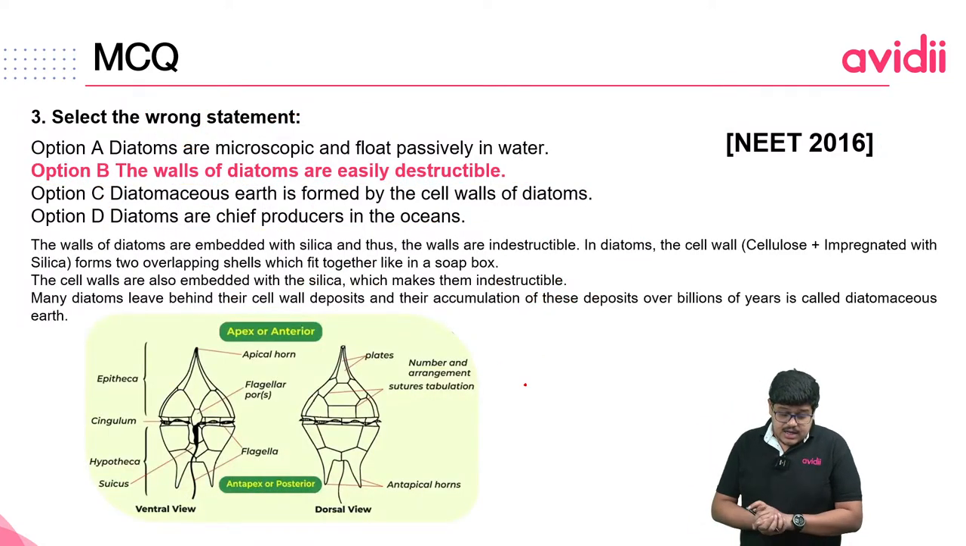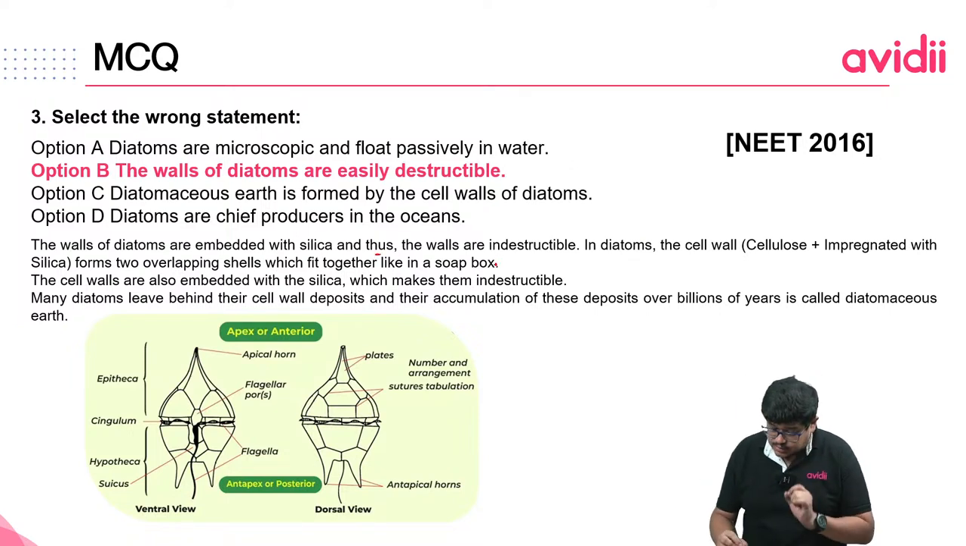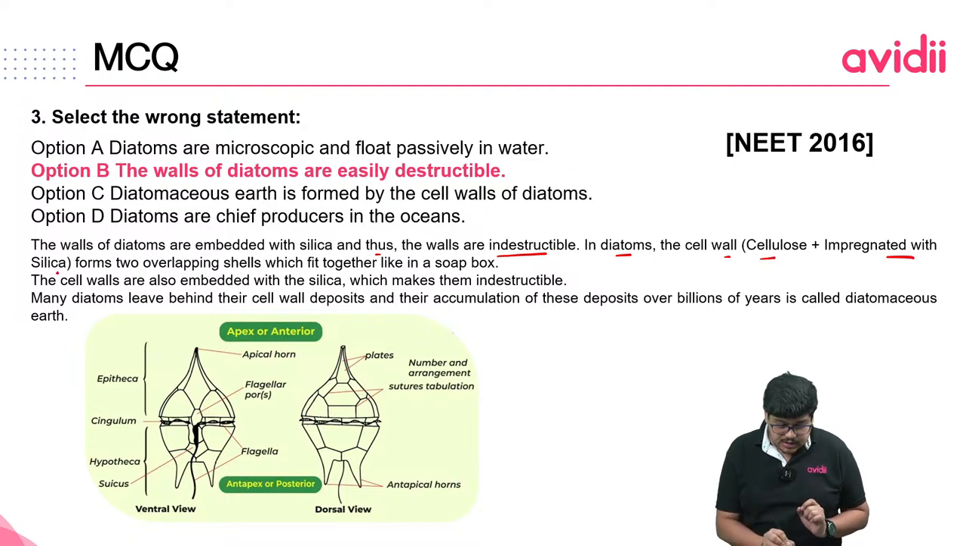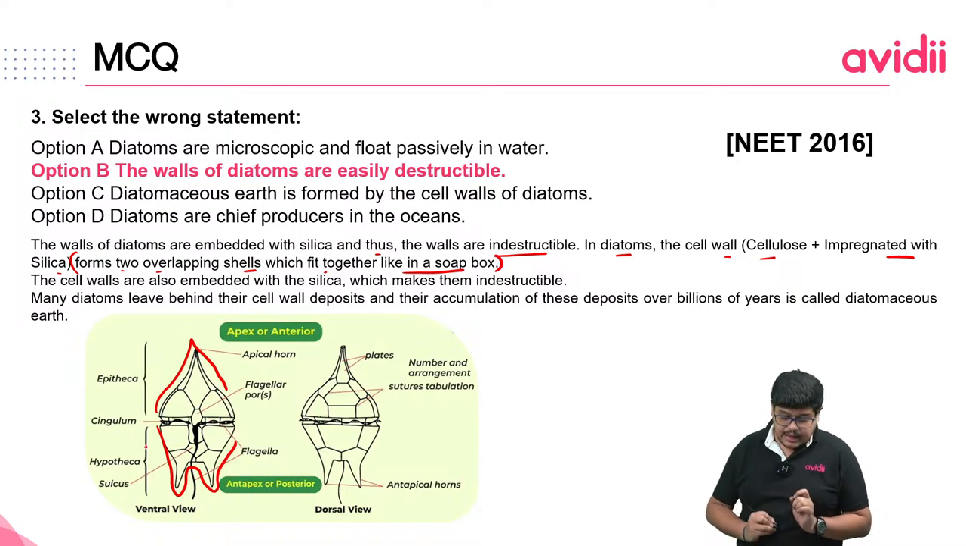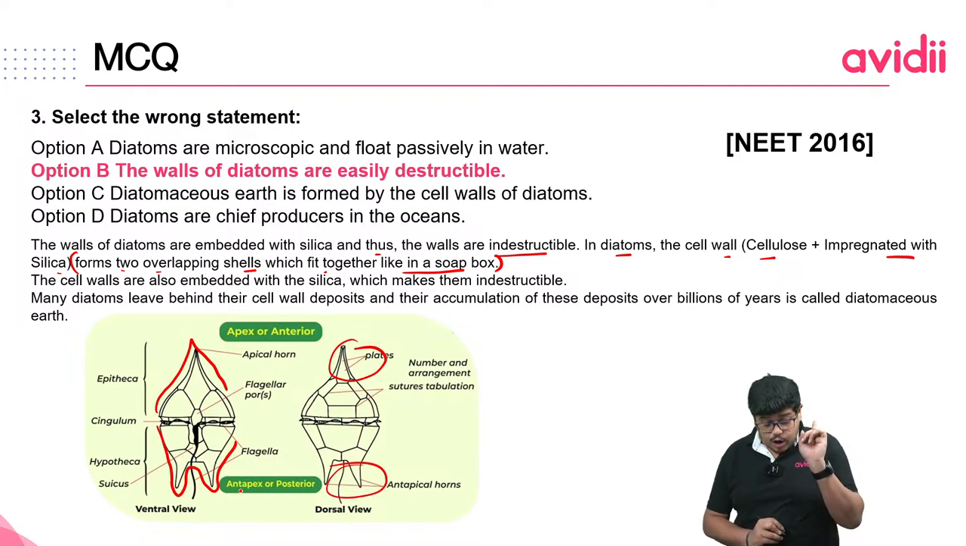Let's see. Yeah, the walls of diatoms are embedded with silica and thus the walls are indestructible. In diatoms, the cell wall, cellulose plus impregnated with silica, forms two overlapping shells which fit together like a soap box. Again, an important feature. Okay, see the soap box formation. This is one. This is the lower part. So epitheca and hypotheca is there. So we are having the plates here. And this is the antapical horns.